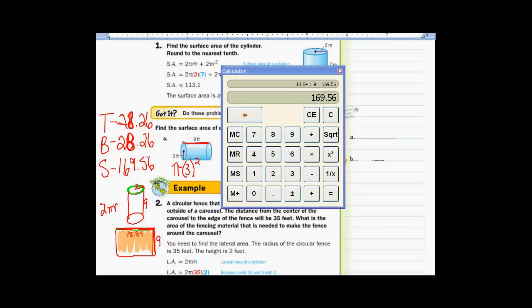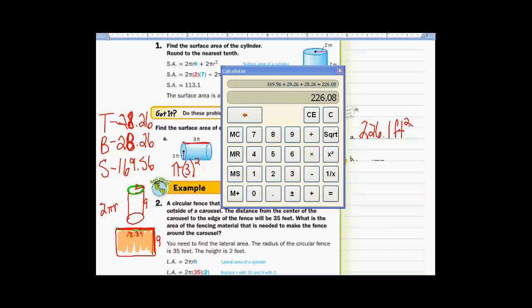So I'm going to take my 169.56. That's the area of the sides. That's the lateral surface area. And I'm going to add the tops and the bottoms. So plus 28.26 plus 28.26. I get 226.08. So rounded to the nearest tenth, 226.1. Now these are feet, so square feet.